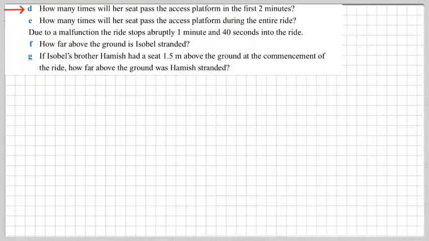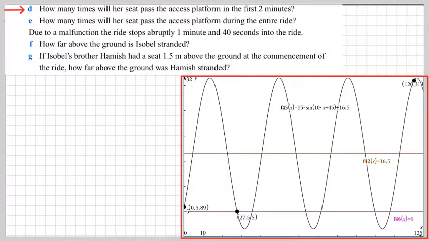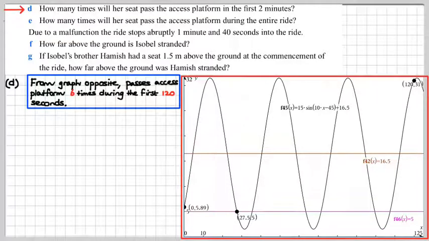Yeah. D. How many times will her seat pass the access platform in the first 2 minutes? Well, that graph on the previous screen was the first 2 minutes. So it looks like the easiest way to do that is have the graph and just rattle it off. 1, 2, 3, 4, 5, 6 times, right? That's going to be 6 times, right?